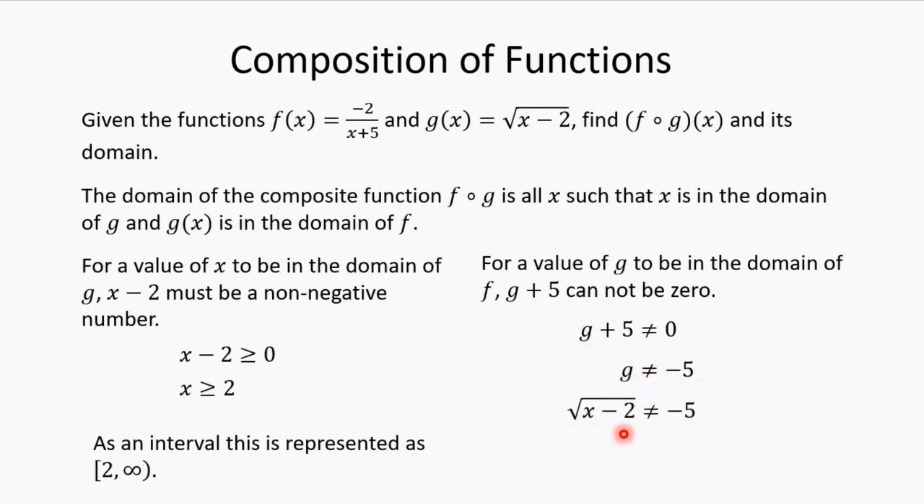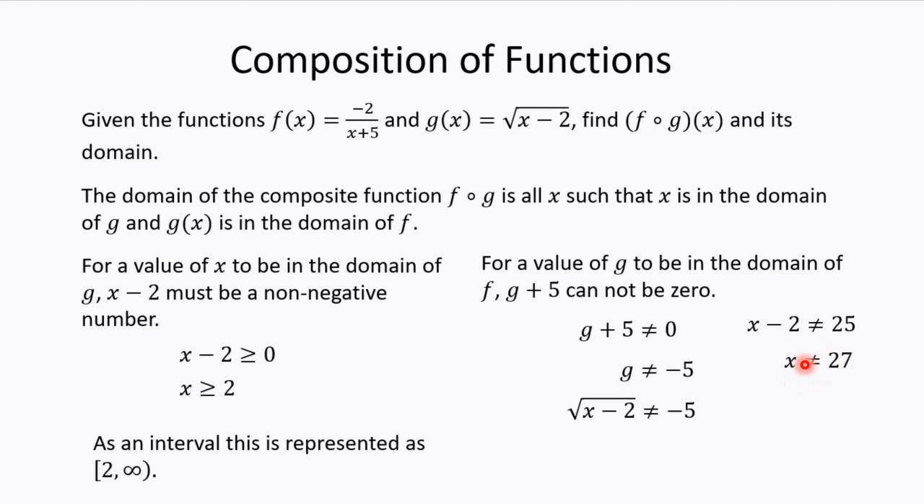minus 2. Now to solve this inequality, I need to get rid of the square root, and I do that by squaring both sides. So I square both sides, the square root and the square cancel, and negative 5 squared is 25. So I get this new inequality, and I add 2 to both sides to get that x is 27. So now here's what I know.